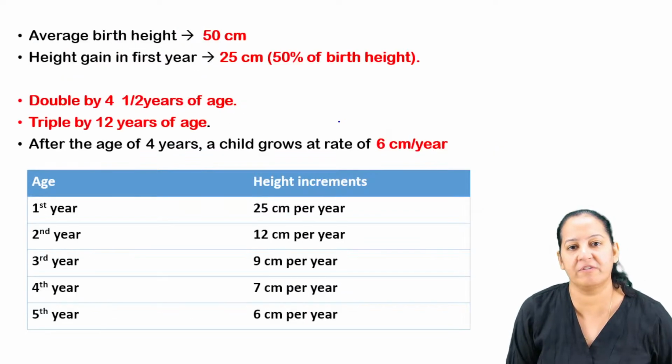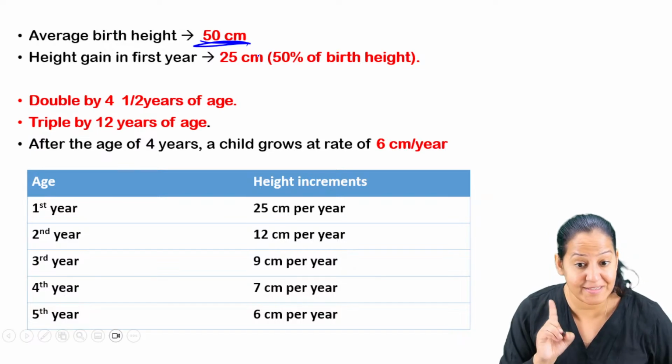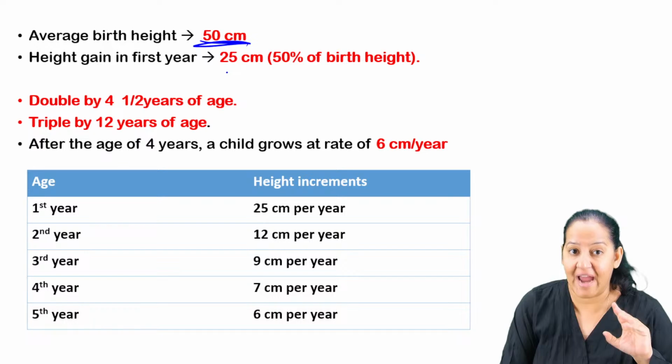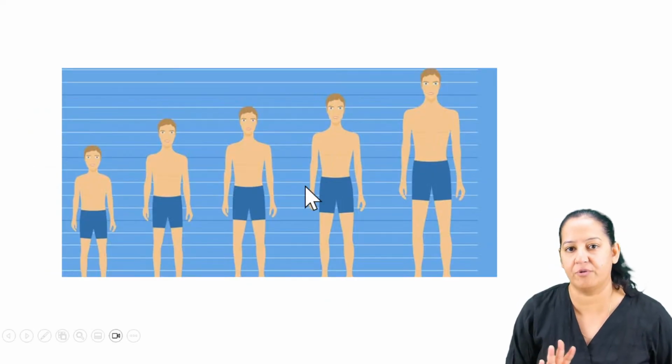Height can be taken up to the first 3 days. The average birth height is 50 centimeter. Birth weight is 2.8 kg. Birth height is 50 centimeter. And in 1 year, an additional 25 centimeter is gained, so it will become 75 centimeter. So you have to learn about the height.